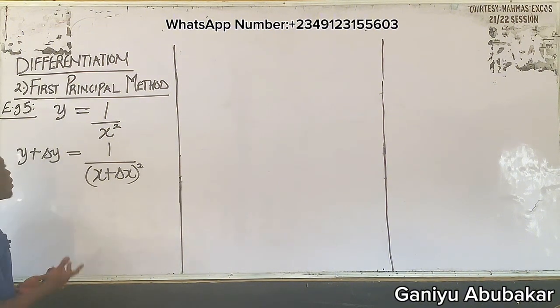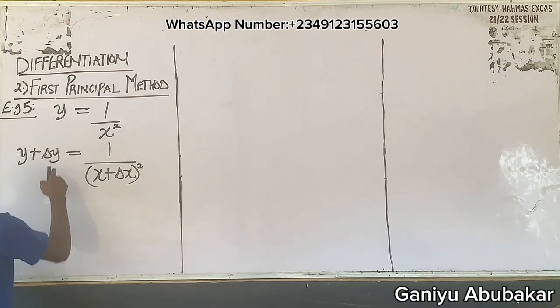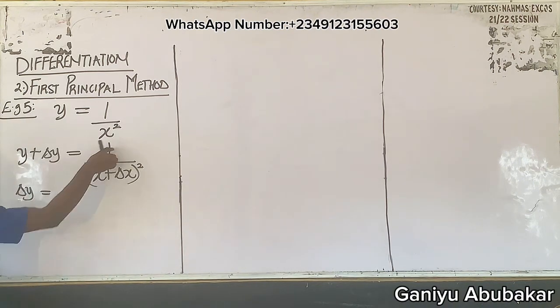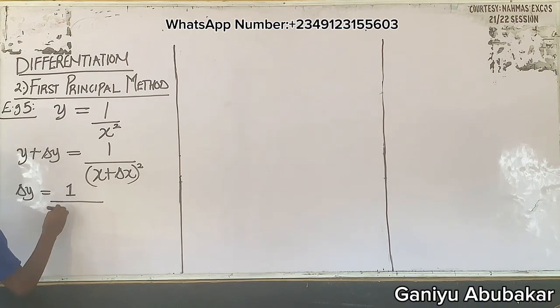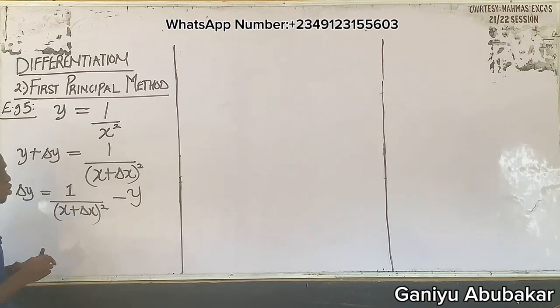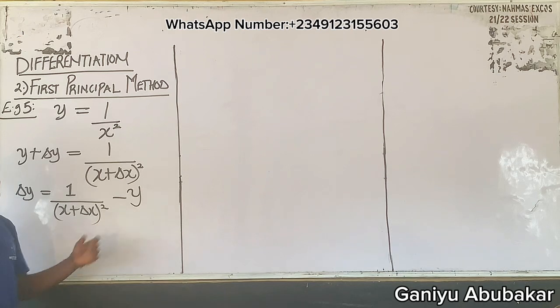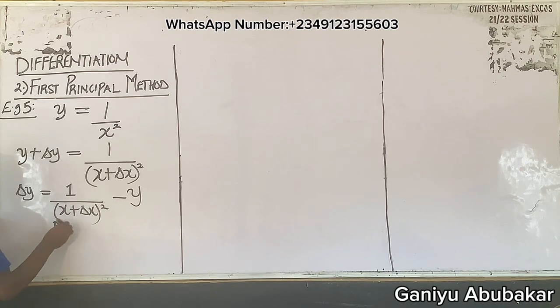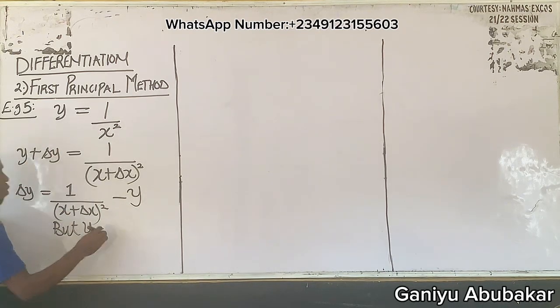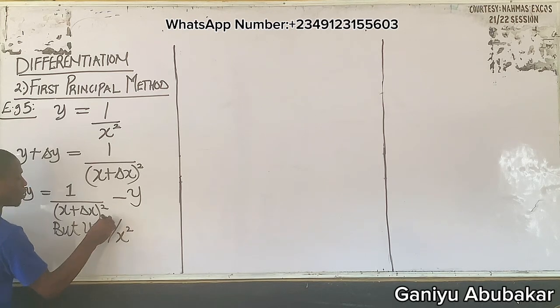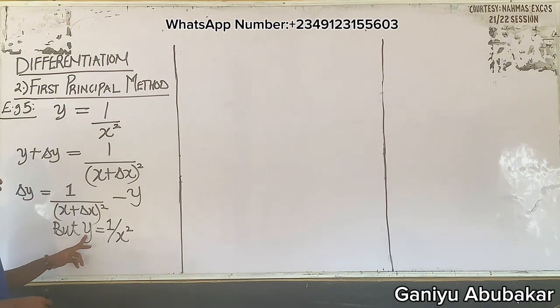It's quite an easy task. Take this y to the other side. I'll have that change in y is equal to 1 all over x plus change in x all squared, minus y. Why is this minus y? Because I have a plus y here, and if a plus y crosses the equality sign to the other side, it becomes a negative y. Proceeding from here, from the question, what's y? Y is 1 over x squared from the question. So anywhere I see y, I'll put 1 over x squared there. It's as easy as that.